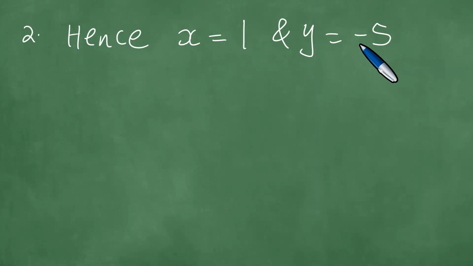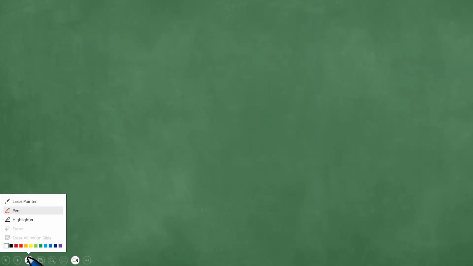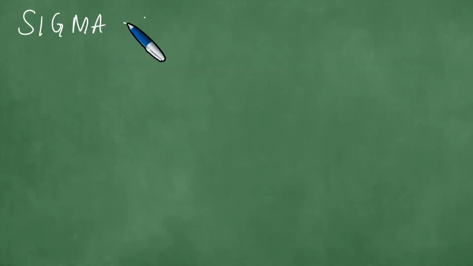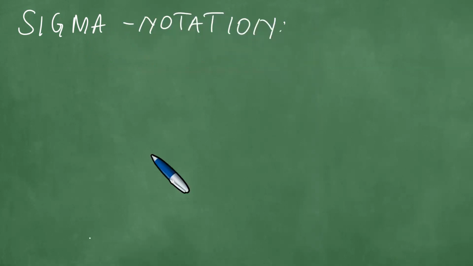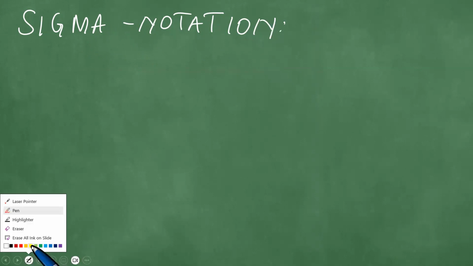Now let's do more questions that look scary. There's something we call the sigma notation. Let us discuss what we call the sigma notation. What is sigma notation? Sigma notation is the following.